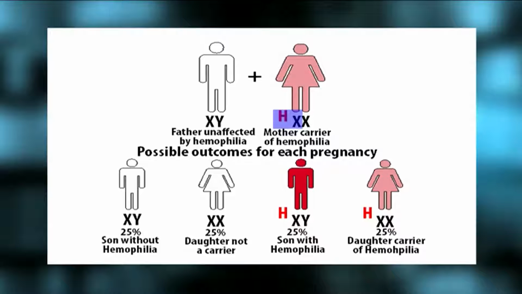A woman who is a carrier for hemophilia has the genetic mutation on one of her X chromosomes. She will have another non-mutated X chromosome that will usually compensate for the defect in the other. It is not uncommon for women who carry the hemophilia gene to have low levels of clotting factor and have bleeding problems. A man who has hemophilia has the genetic mutation on his only X chromosome. He does not have another X chromosome to compensate for the defect, so he will have hemophilia.